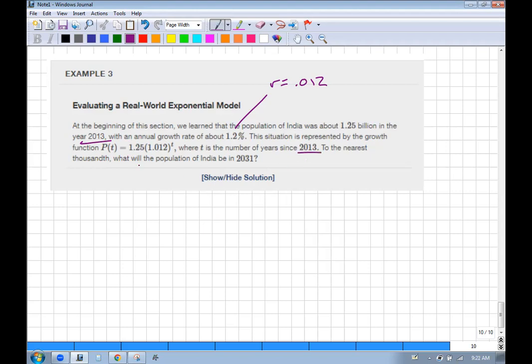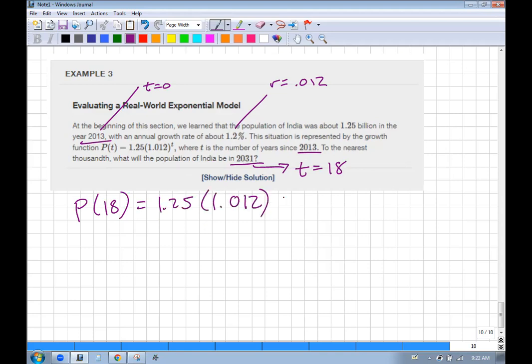To the nearest 1,000, what would the population of India be in 2031? Well, if this is time 0, let's see, 2033 would be time 20, so this is time 18. The population 18 years after 2013 would be 1.25 times 1.012 to the 18th power. Okay, and plug that in your calculator and round. Y'all know how to do that, right? The hardest part of this section is going to be typing stuff into your calculator correctly. All right.